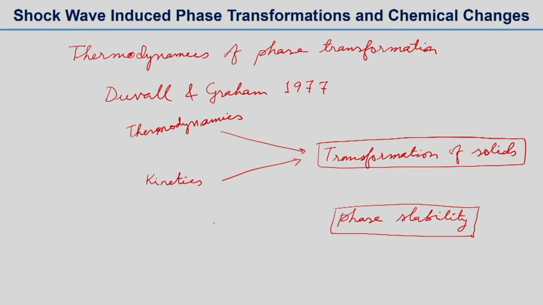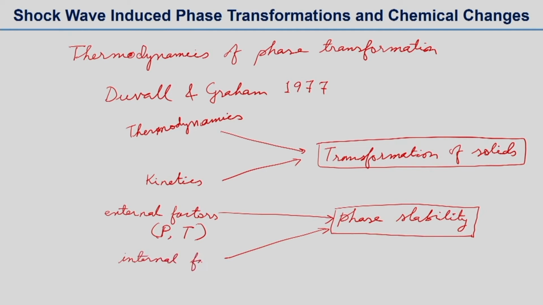So this phase stability depends on external factors like pressure, I'll write P for pressure and T for temperature. So pressure and temperature are external factors, and there can be some internal factors which also control the phase stability. Internal factors include the composition of the material, and internal stresses due to defects.